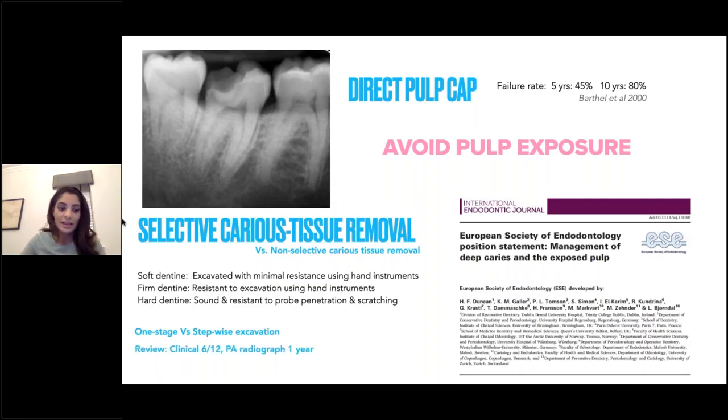If we do this technique, we need to review the patient at 6 months to do their clinical assessment and take a periapical radiograph at 1 year.